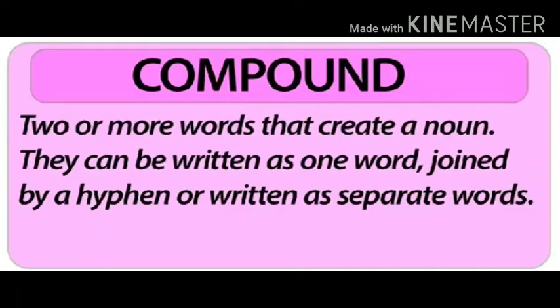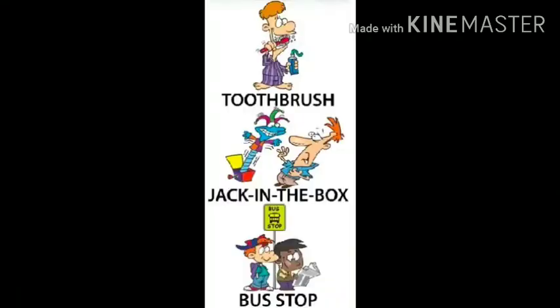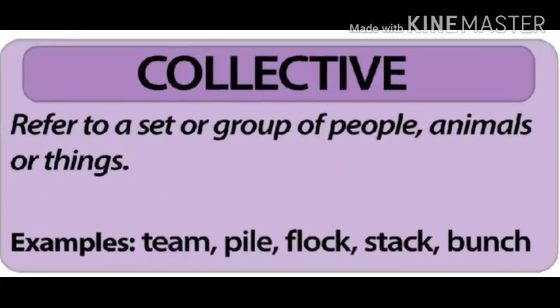And let's see some more examples of compound nouns. Look at the first example, toothbrush. The two nouns are written as one word. And the second one, you can see the hyphenated word, Jack-in-the-box. So it's a hyphenated word. And the third one is bus stop. So the two words or two nouns are written as separate words. So this is called a compound noun.